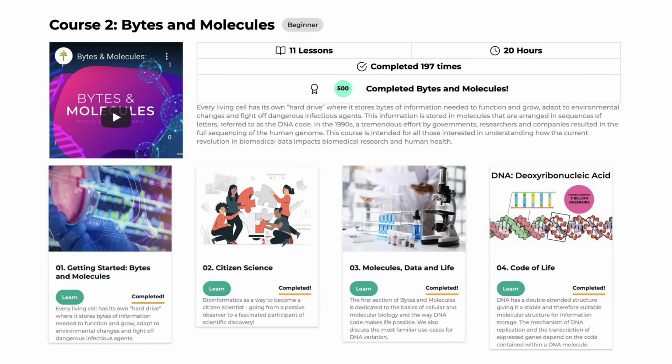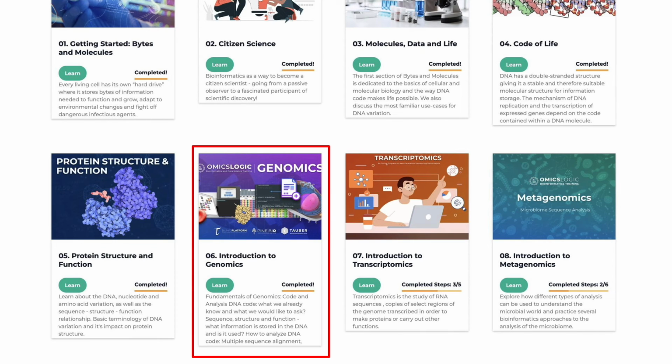Another good course to look at is Bytes and Molecules. This course is a great place for those who were confused by a lot of the terms that we used in today's lecture. Anyone that would like to review the basic terminology and get a good overview of topics that we cover in this course should look at this course in full. But specifically, we looked at lesson 6, called Introduction to Genomics.